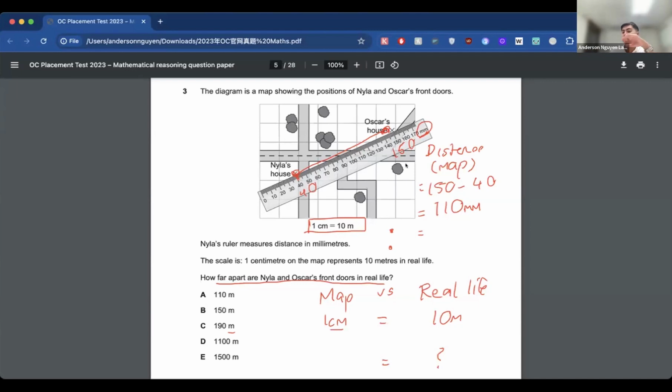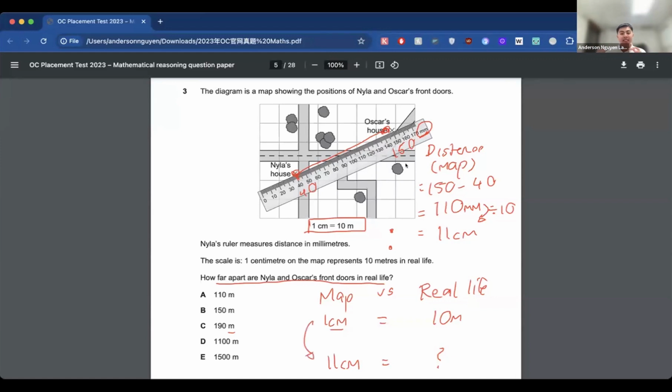So the distance on the map wasn't 110 centimeters. It's actually 11 centimeters. Why is that? From millimeters to centimeters, right? You need to divide by 10, since there's 10 millimeters in every centimeter. So instead of 110 millimeters, you divide by 10, it's actually 11 centimeters. So now you can write down 11 centimeters, which is the distance on the map. And now you can try to work out what the distance in real life was.